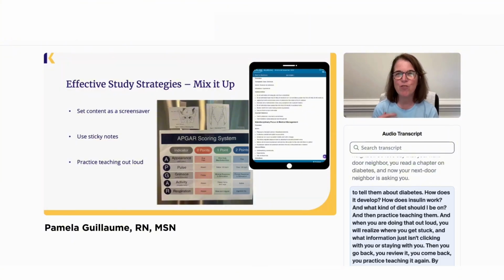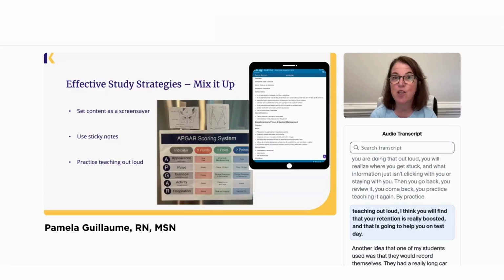And when you are doing that out loud, you will realize where you get stuck and what information just isn't clicking with you or staying with you. Then you go back, you review it, you come back, you practice teaching it again. By practice teaching out loud, I think you will find that your retention is really boosted, and that is going to help you on test day.